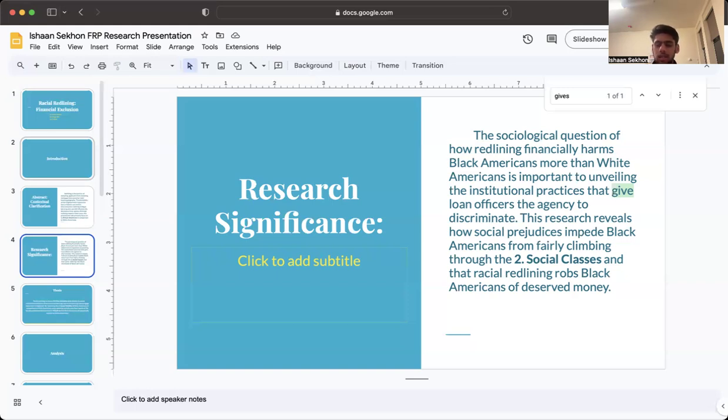My research reveals how social prejudices impede Black Americans from fairly climbing through the social classes, and that racial redlining robs Black Americans of deserved money. I hope to present you this case with my thesis.